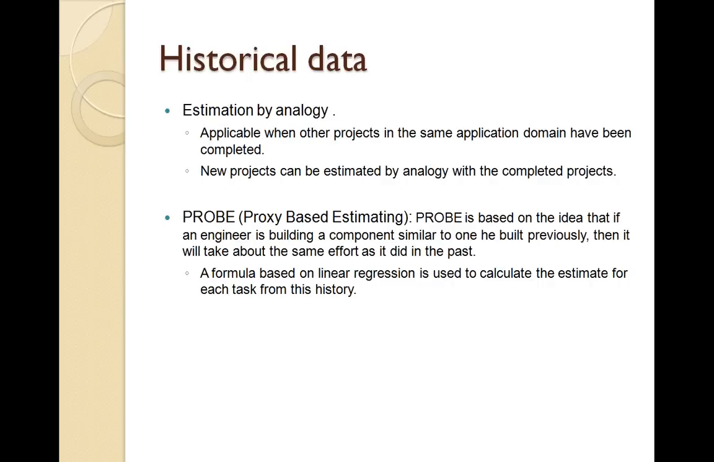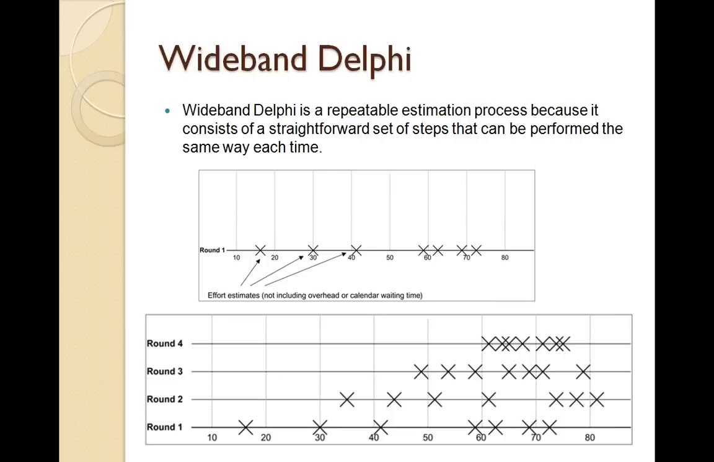The next method is the Wideband Delphi method. This particular process is a very repeatable process. It's an estimation process which has multiple rounds of iterations, and it tries to get a consensus. It tries to arrive at a data point which we can use for estimations. The way this process works is, we start with round 1 and we ask all the team members to read the requirement specification and come up with their estimates, and then all of them share their estimates.